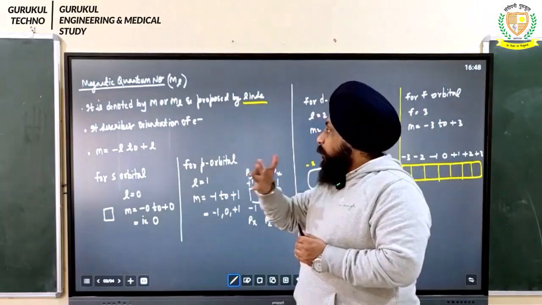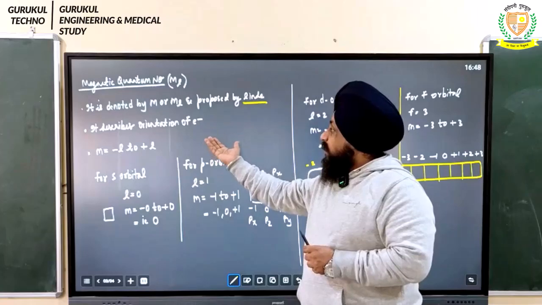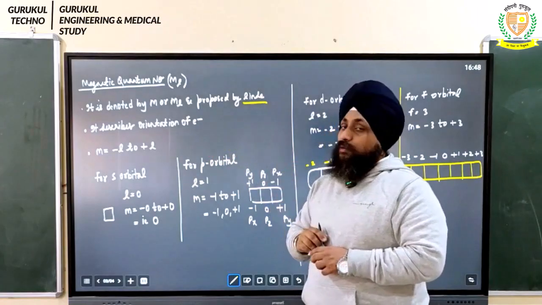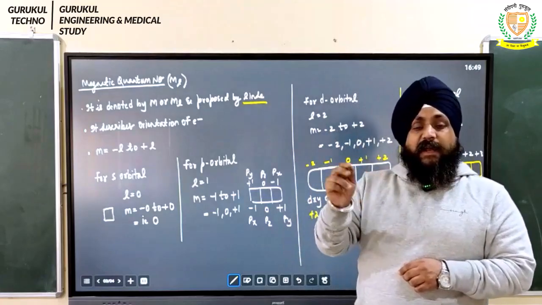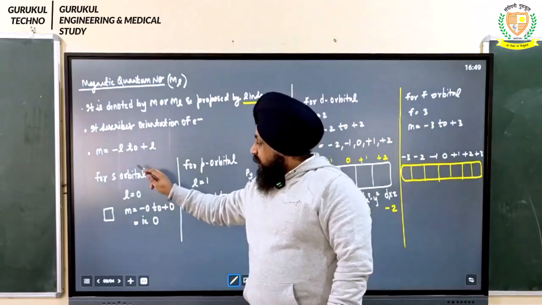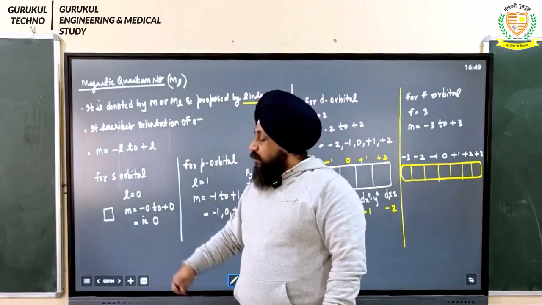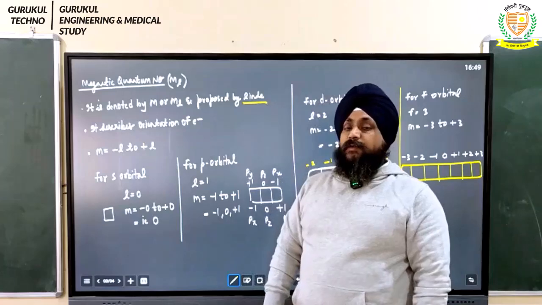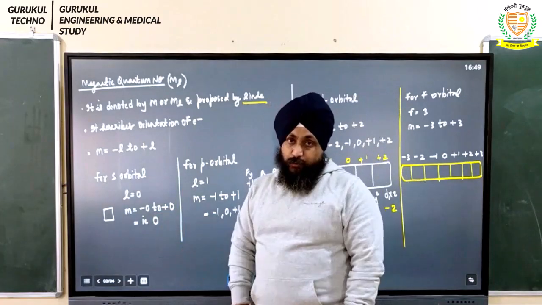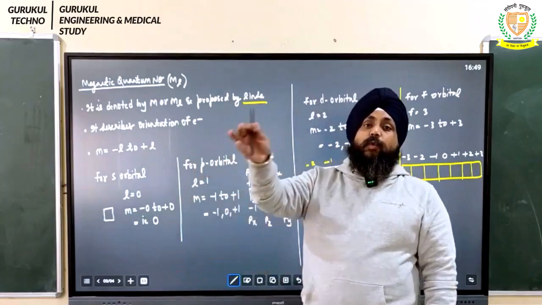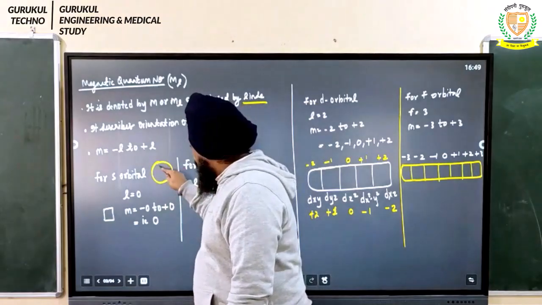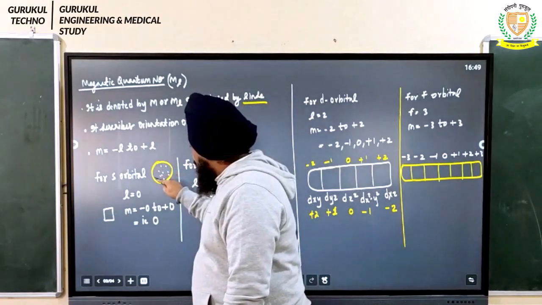So students, it describes the orientation of the electron, and its value goes from minus l to plus l. For the s orbital, l is 0, so the m value is minus 0 to plus 0, which is finally 0. So here there is no orientation. It is a spherical orbital. The s orbital is spherical, and electrons are present inside it.